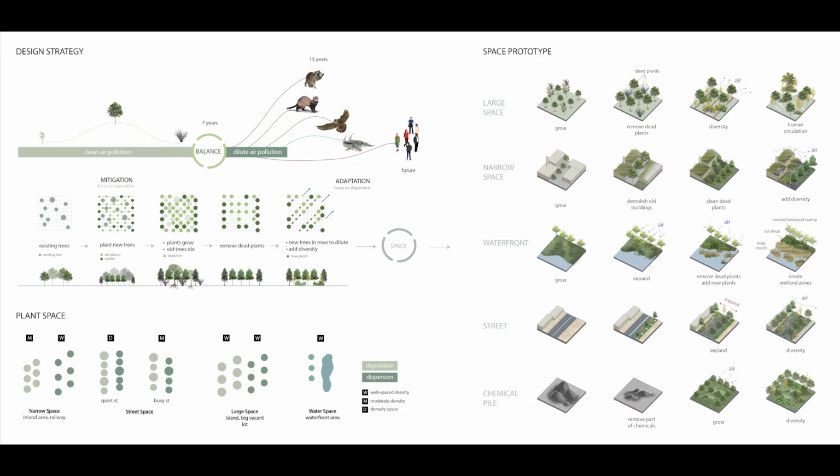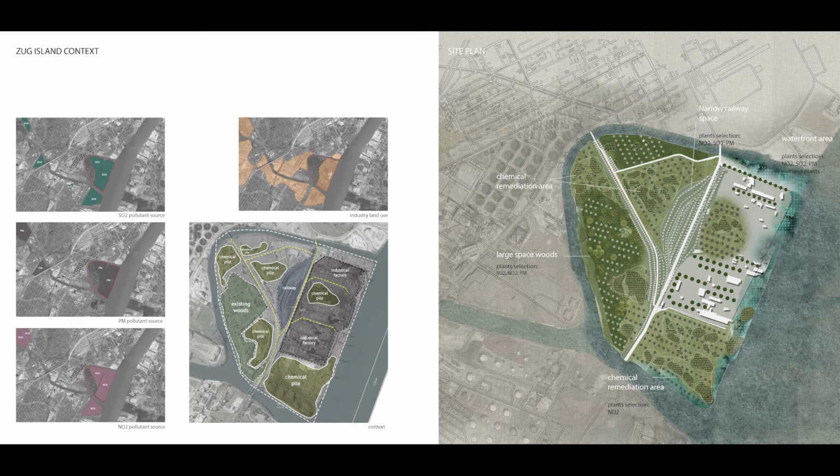The last point is that for different space types, planting also differs between the deposition and dispersion processes. Take narrow space as an example. In the deposition process, it requires plants with moderate density, while in the dispersion process, it requires plants planted at a wide spacing density. For this site, I found some data about its surrounding pollutant types: particulate matter, sulfur dioxide, and nitrogen dioxide. So I use them to guide the plant selection.